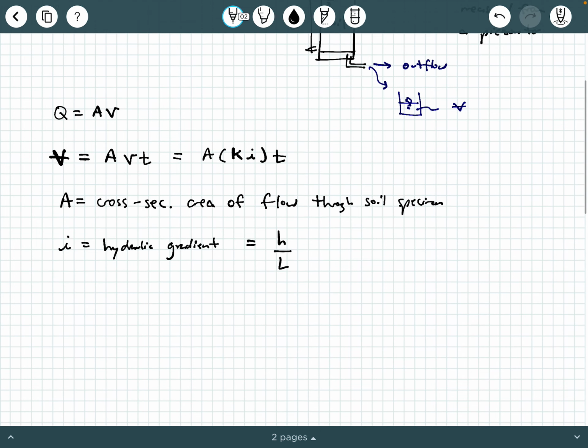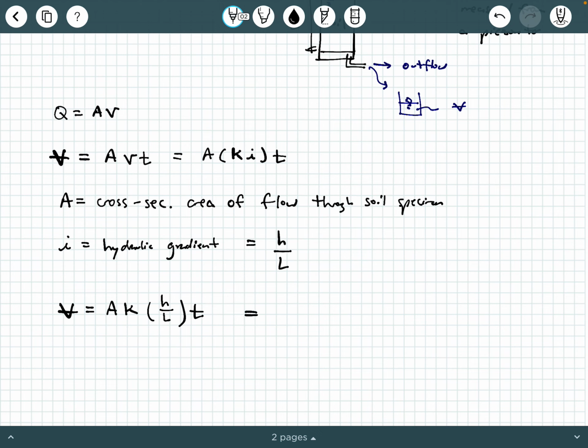So we can piece all of this together, and we're going to get volume equals A times K times H over L times T. Now, this is a handy little formula. You can rearrange it and solve for whatever you like.